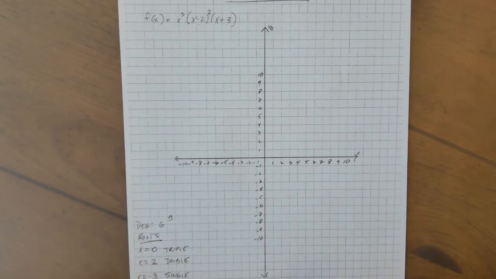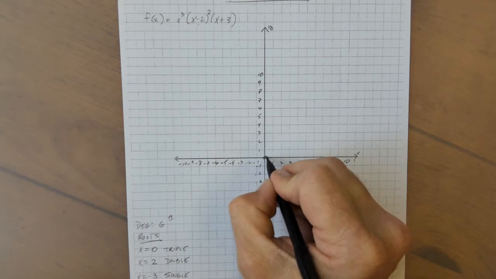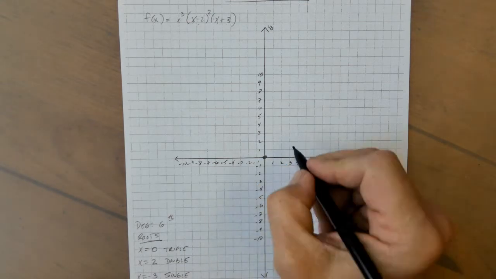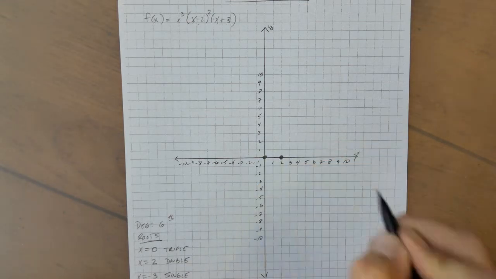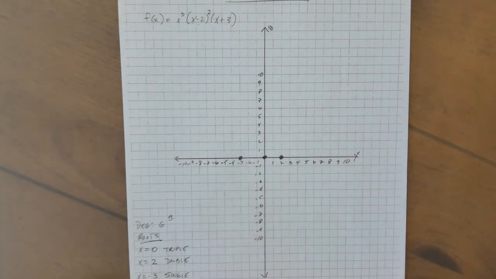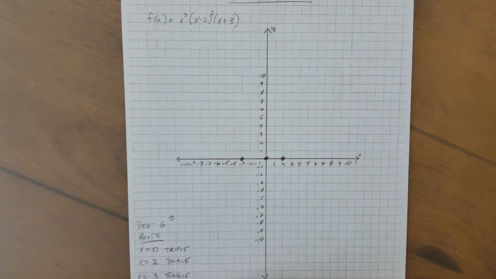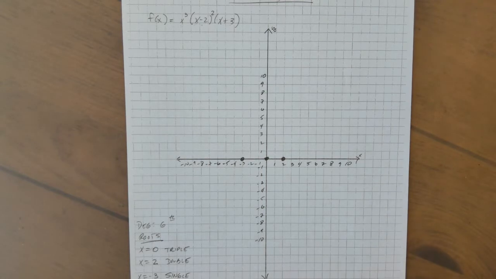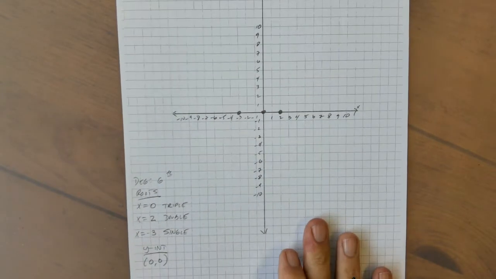Okay, so here we have a root at 0, we have a root at 2, and we have a root at negative 3. Okay, because we have a root at 0, our y-intercept, if we substitute 0 for x, we're going to get 0 for y. So we have that point.